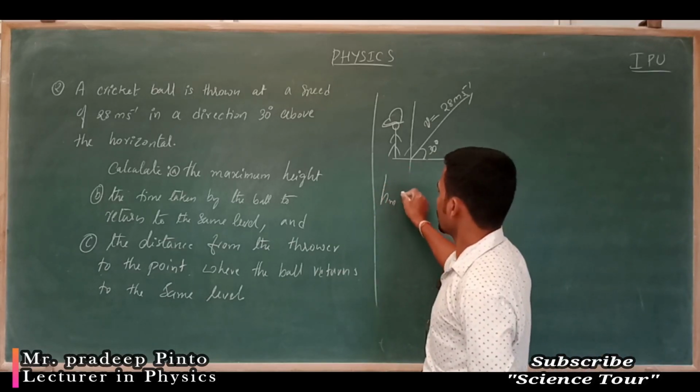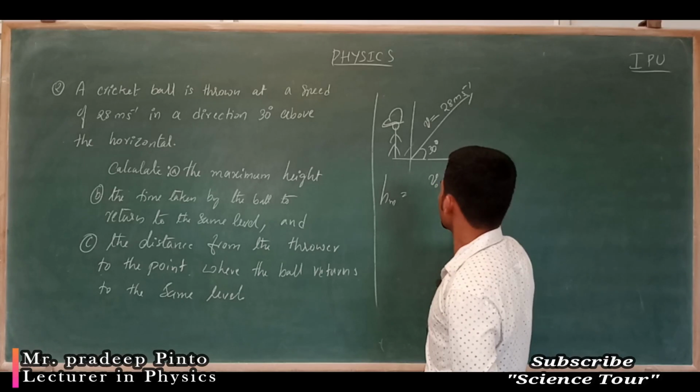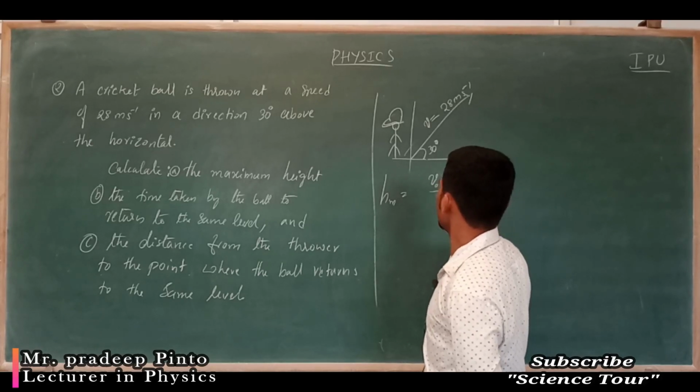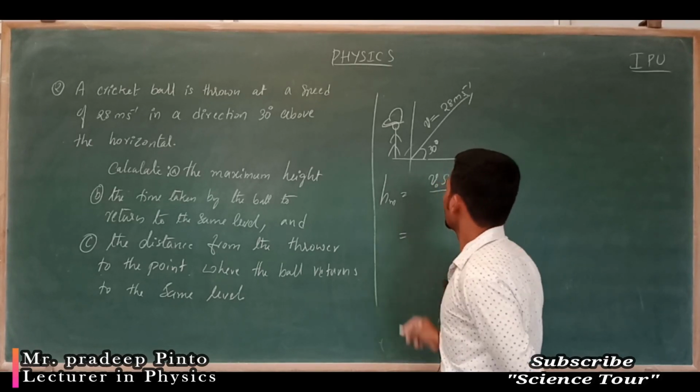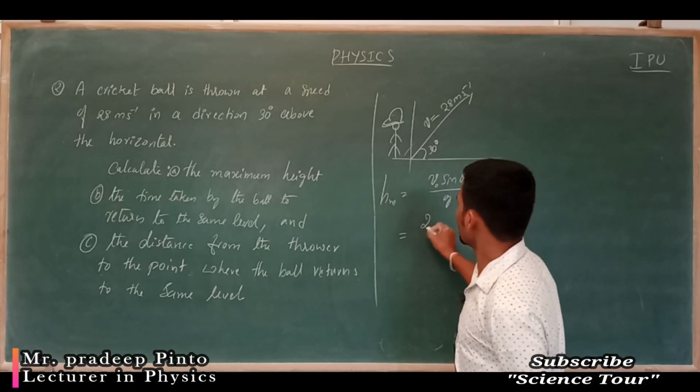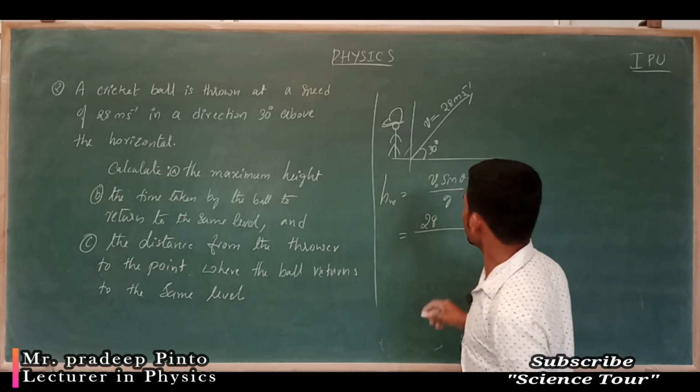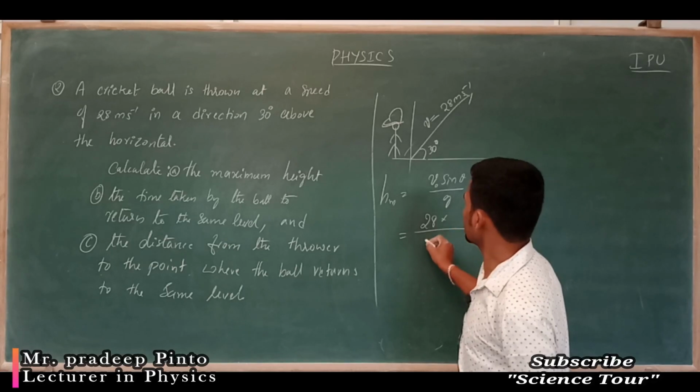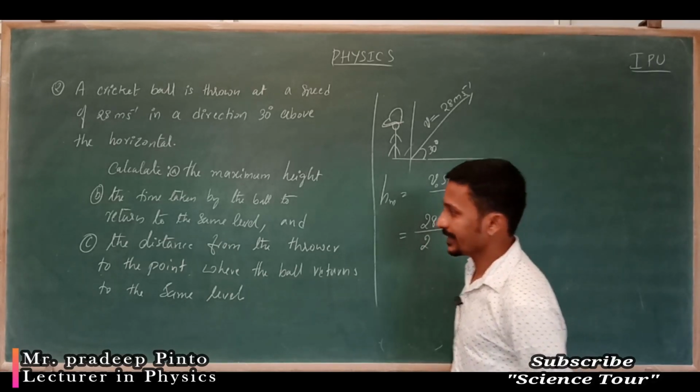So maximum height means how much is it? That is Hm, which is equal to V naught sin theta by g, isn't it? So V naught is how much? 28. Sin 30 is how much? That is half. You know the values, no?